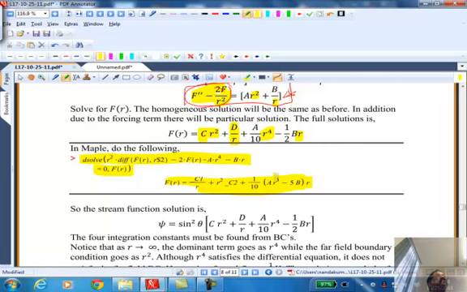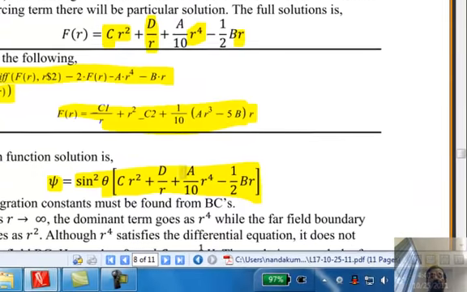So after all this work, what do we have? We have the solution for the stream function, which is sine squared times this radial function, which is a polynomial of 1 over r, r squared, r to the power 4, and r. So there are 4 integration constants that we need to evaluate from the boundary conditions. We know the boundary conditions already.